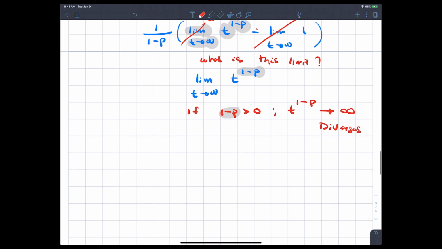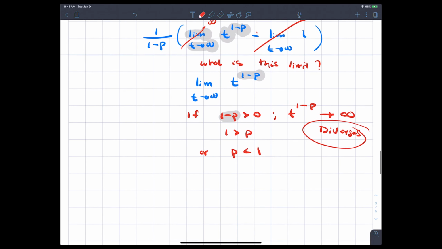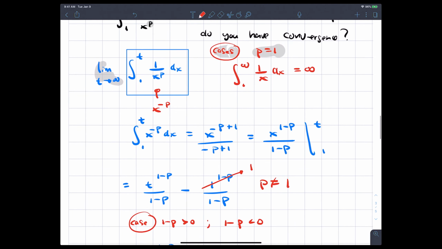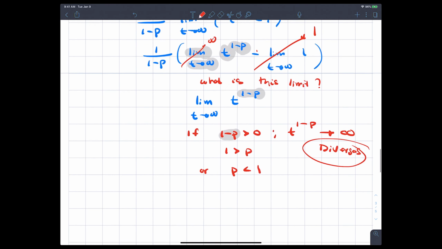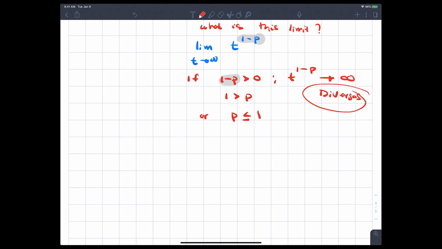So what we know here is when 1 minus p, the power, is bigger than 0, we get that divergence. Well, what does that mean about p? That means 1 is less than p, or it means p is less than 1. So we know a couple of things. If p is less than 1, which is really 1 minus p being positive, we get divergence. But if I go back to the case where p is 1 here, earlier, here's what we get. We can include this. So far, I want to make sure you guys know for p being less than or equal to 1, we get divergence.